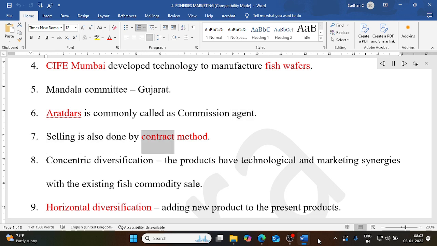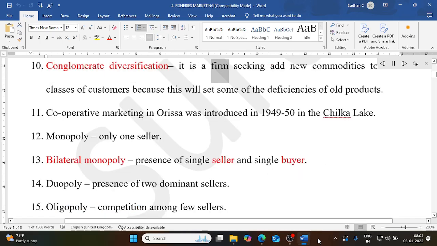Selling is also done by the contract method. Concentric diversification: the products have technological and marketing synergies with the existing fish commodity sale. Horizontal diversification: adding new products to the present products. Conglomerate diversification: a firm seeking to add new commodities to new classes of customers, because this will offset some of the deficiencies of old products. Cooperative marketing in Orissa was introduced in 1949-50 in the Chilka Lake.